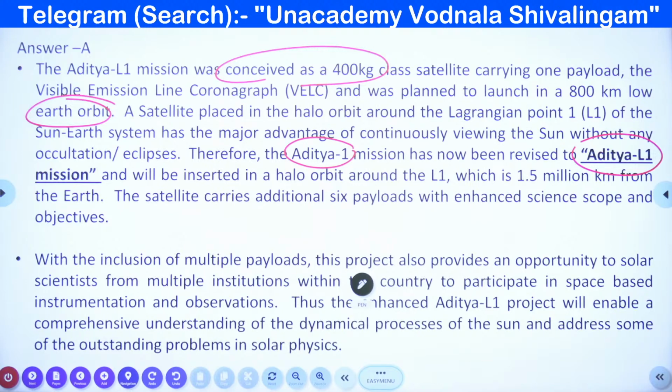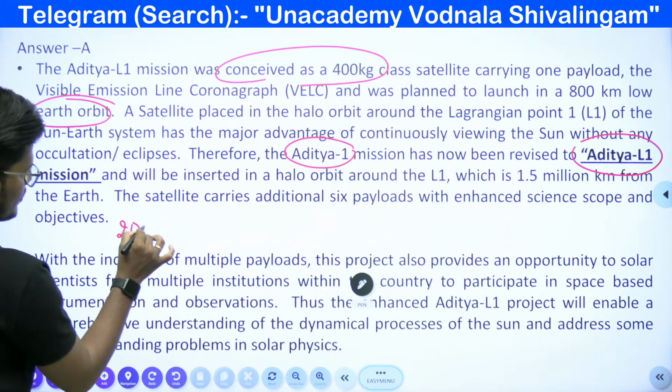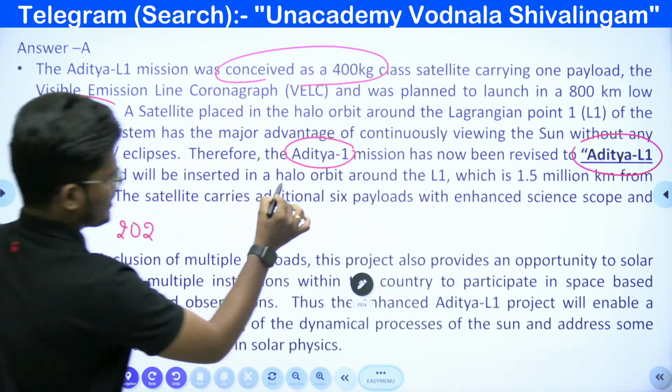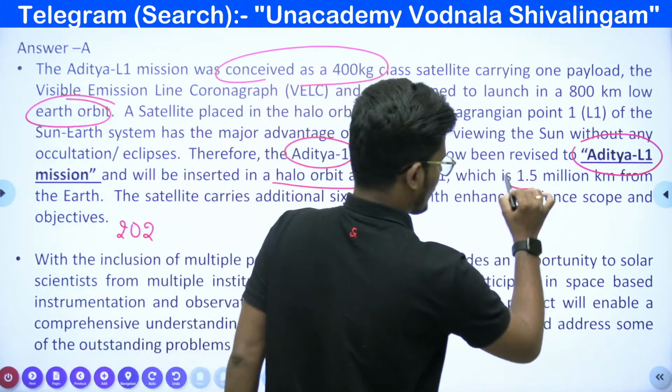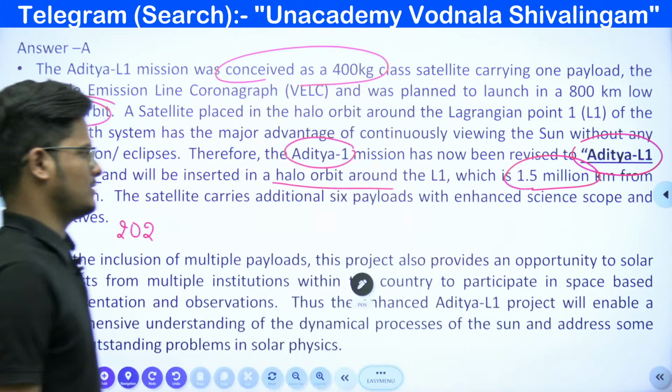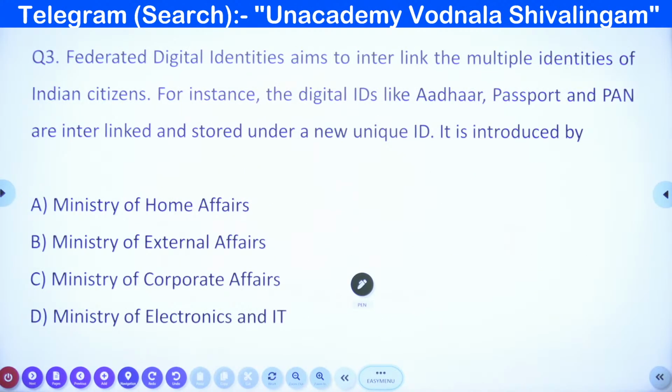Now it is the Aditya L1 mission which is going to be launched in the year 2022 only. It will be inserted in a halo orbit around L1, 1.5 million kilometers from the Earth. How many kilometers? 1.5 million kilometers from the Earth. This much technicality is not required, but it is better to have it.